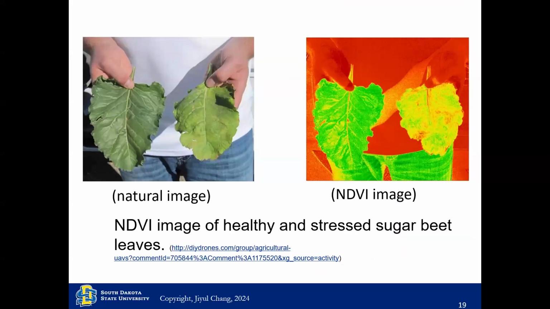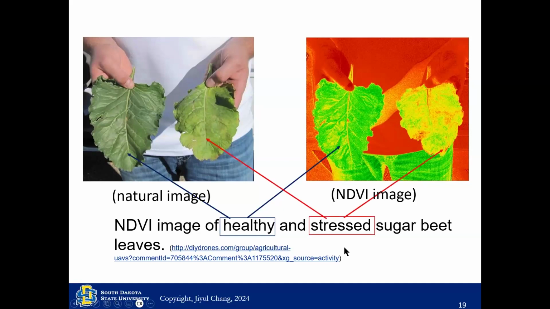Here's another example when you compare this to the plant leaf. On the left-hand side, this is a healthy leaf, and on the right-hand side, a stressed leaf, in near-infrared NDVI images. So you can use NDVI images and separate the healthy leaf from the unhealthy plant clearly like that. Here's another example.